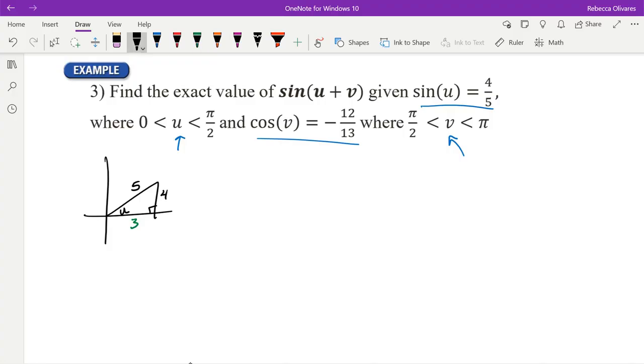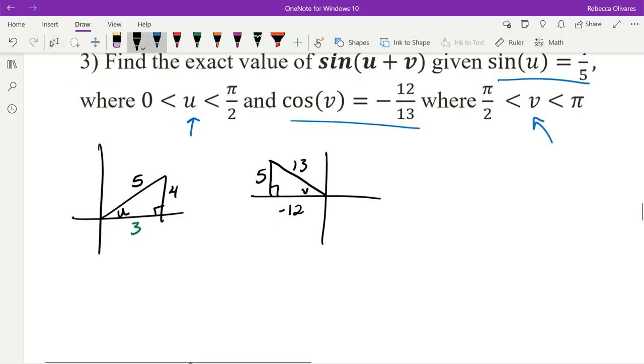I'm going to draw another triangle in quadrant 2, and that's going to be angle v down there, that reference angle. And the cosine is negative 12/13, so the adjacent side will be negative 12. The hypotenuse would be 13. And then this other leg over here, that's another triple, that's going to be 5. A common mistake here is for students to forget to put the negative in front of the 12 there. But remember, you have to be careful about which quadrant you're in and which sides are going to be positive and which ones are going to be negative.